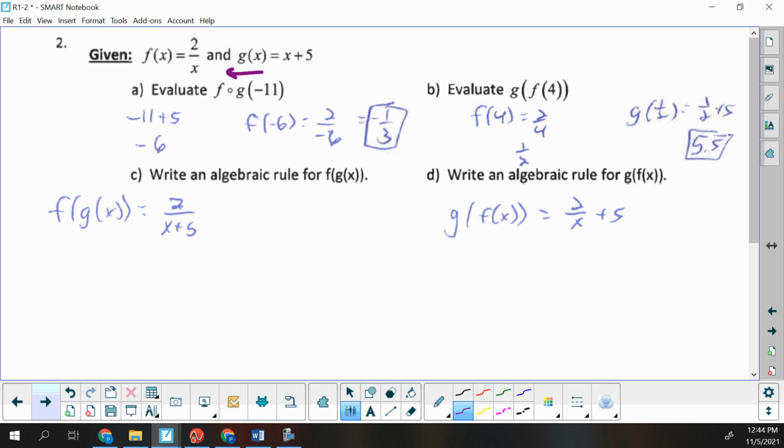g of f of 4, we're going to put 4 into the f function. So 2 over 4 gives you a half. Then put that into the g function. So you get a half plus 5. You can either say 5.5 or 11/2 is fine as well.